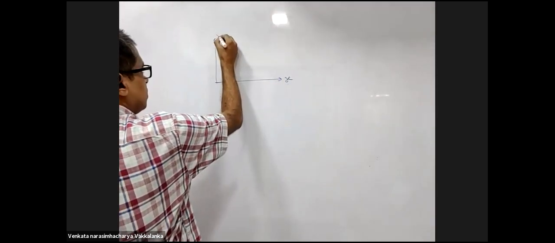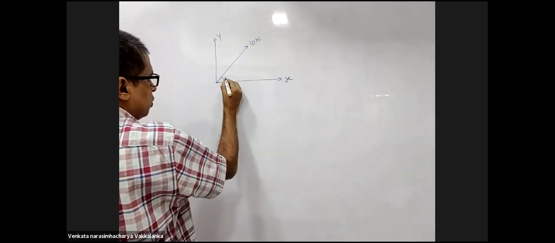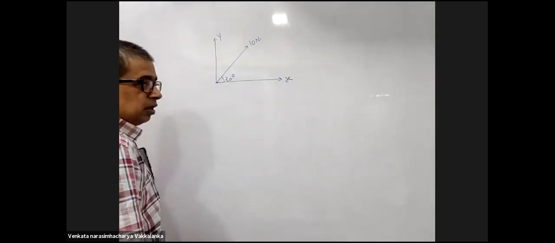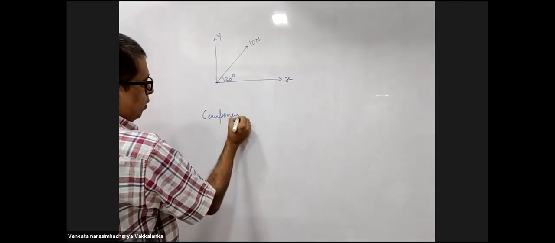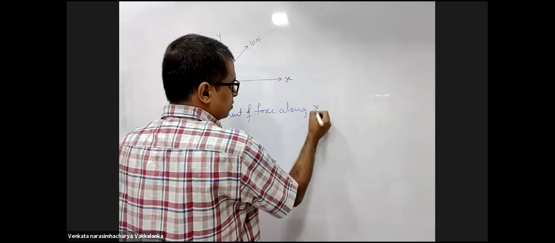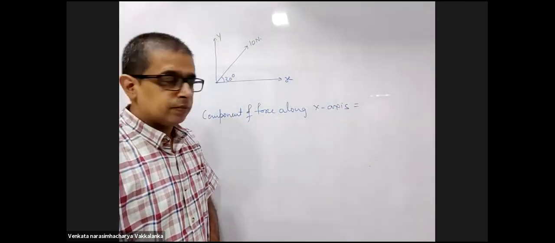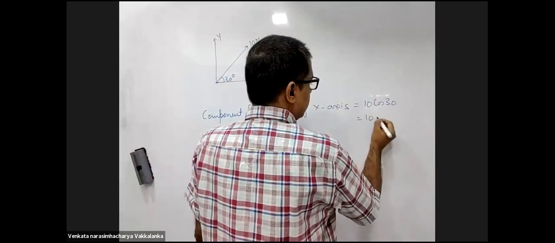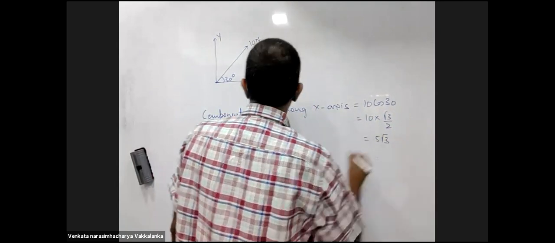This is x-axis, this is y-axis, this is a 10 Newton force, this is 30 degree. Find the component of the force along x-axis. 5 root 3. 10 cos 30, 10 into cos 30 is root 3 by 2, 5 root 3.